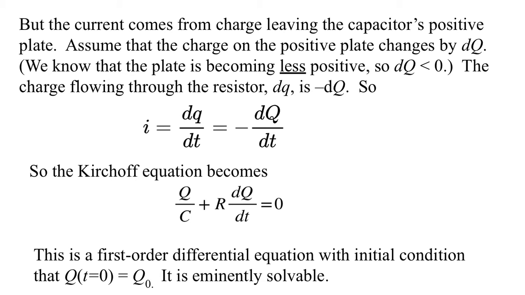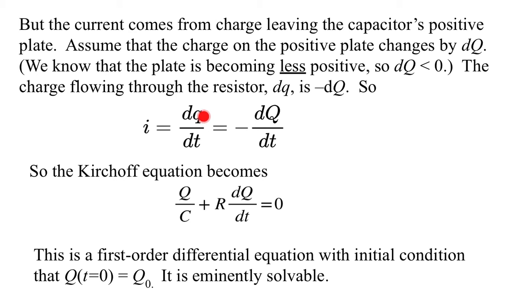But that current comes from charge leaving the capacitor's positive plate. Assume the charge on the positive plate changes by dQ. Since we know the plate is becoming less positive, we know that dQ is actually less than 0. The charge flowing through the resistor, dq, is then going to be minus dQ. In other words, if 2 coulombs leave the capacitor in some amount of time, then in the same amount of time 2 coulombs must pass through the resistor.